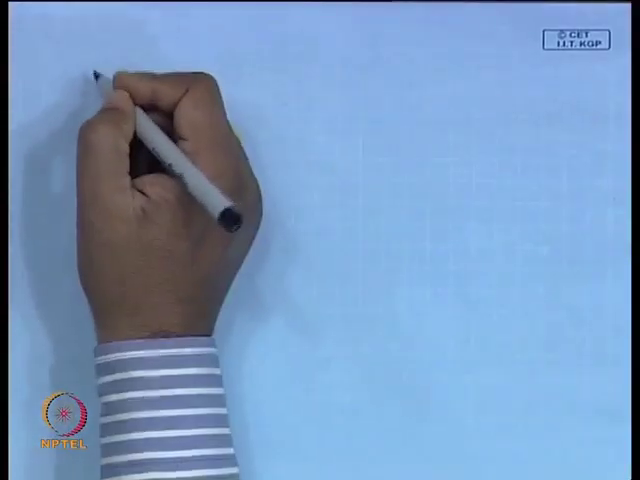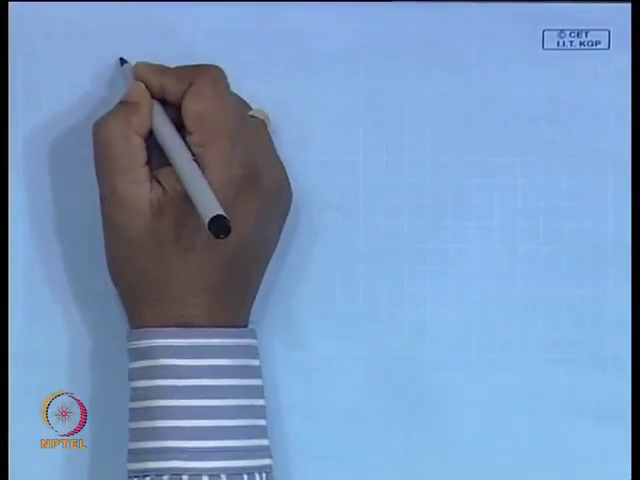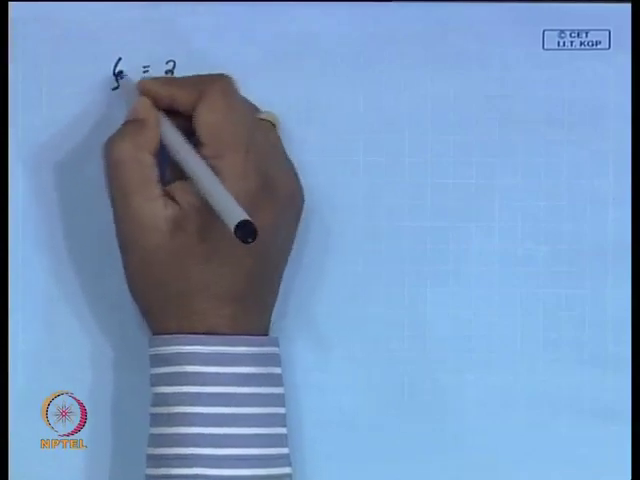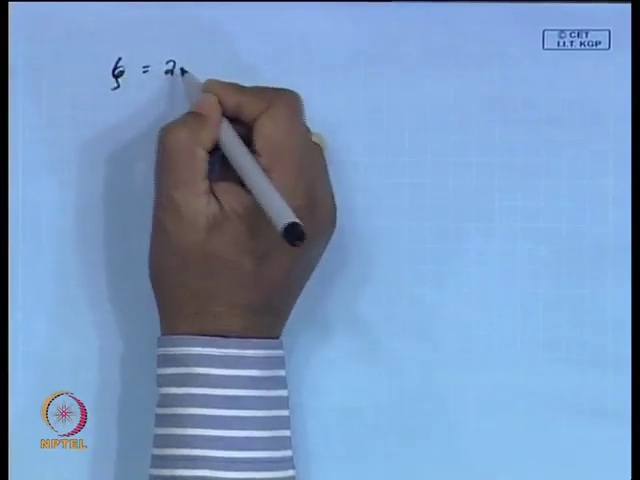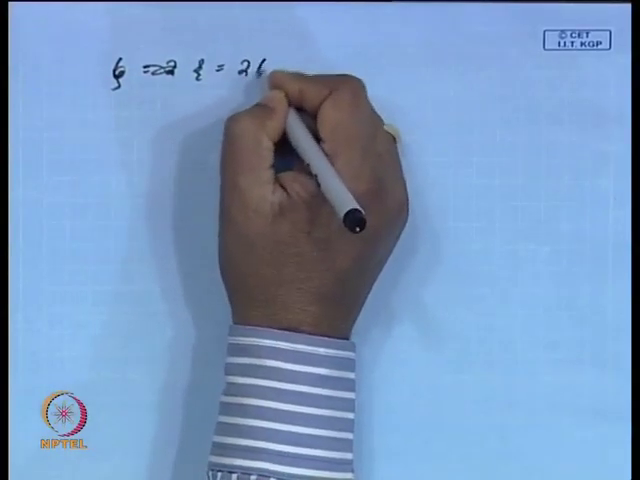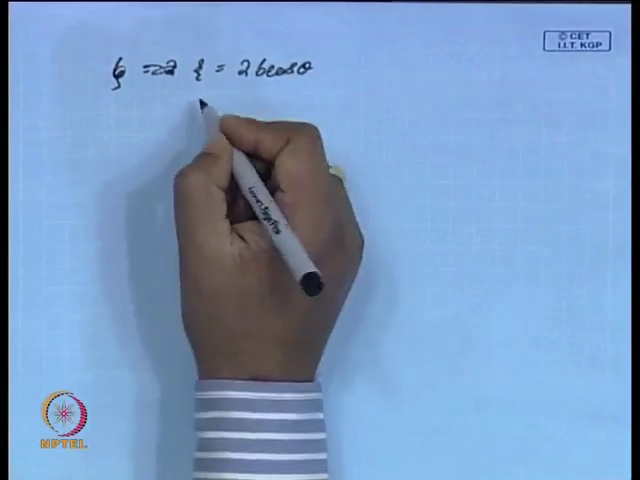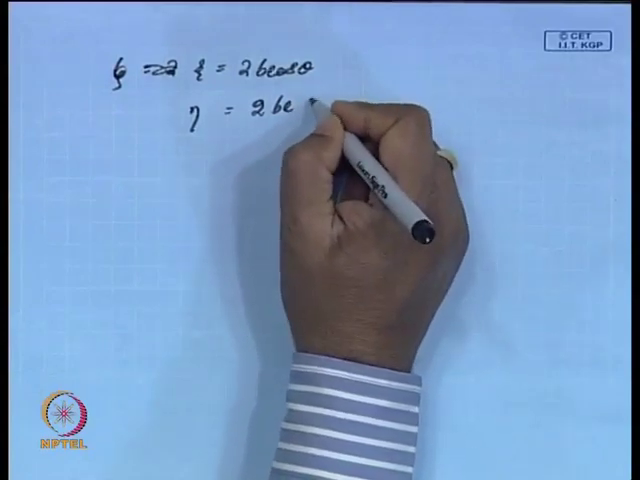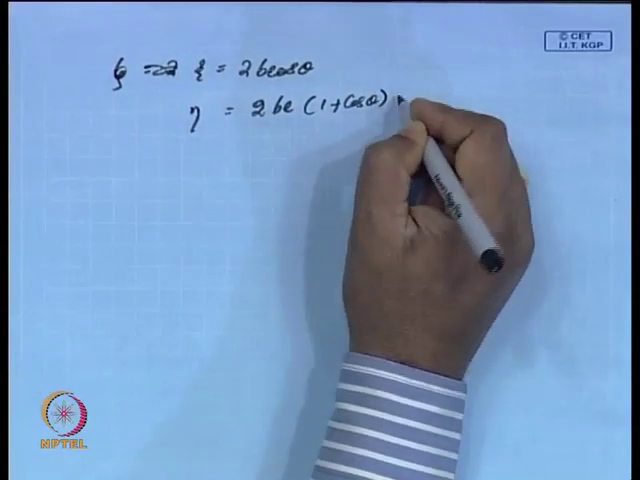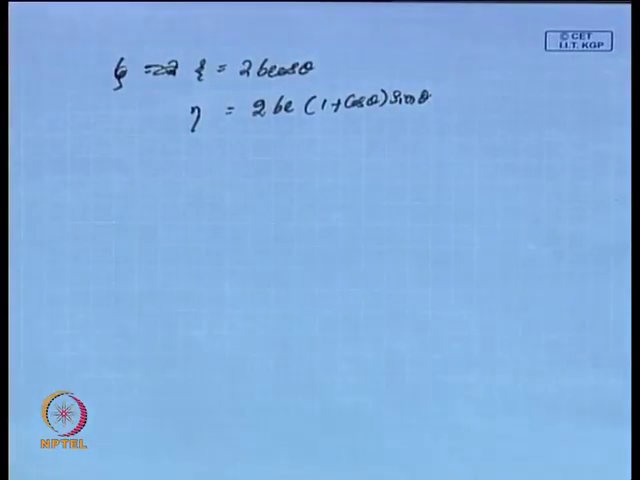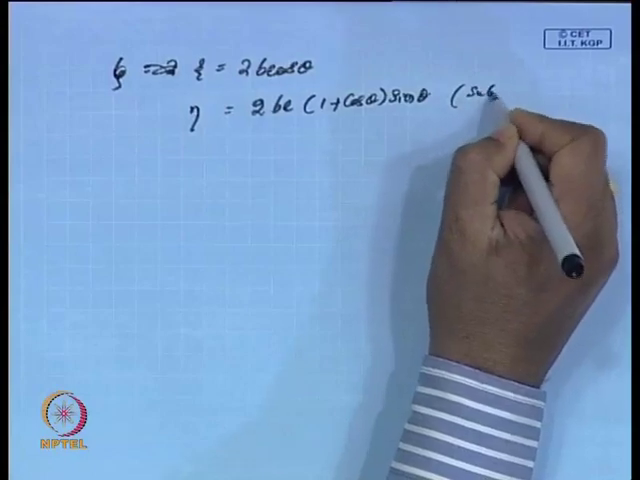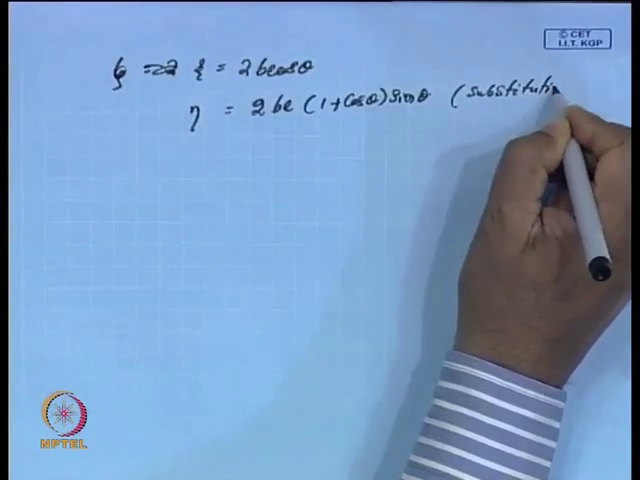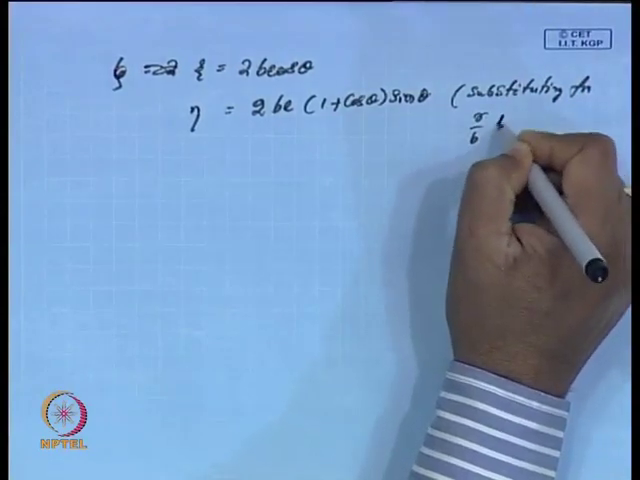Now what we will do, we will substitute for r by b and b by r, because we have already, and that will give us xi is equal to 2b cos theta and eta is equal to 2b e into (1 plus cos theta) into sin theta. Just substituting for r by b and b by r.